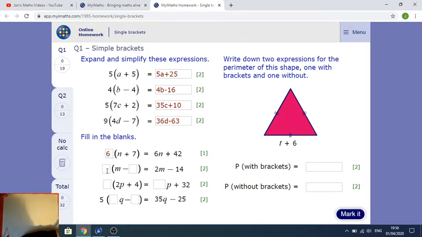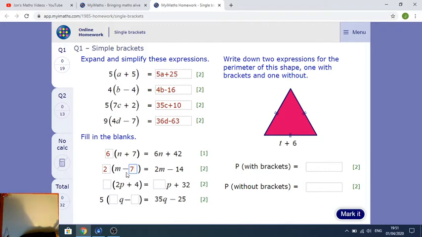Next one, there's a couple of things missing. So something times a bracket that has m minus something else that we've got to figure out is 2m minus 14. Well, to get the 2m there, it's got to be a 2 times m. So there's got to be a 2 outside the bracket to make the 2m. And now that we know what's outside the bracket, we can figure out what's going to make the minus 14. Because 2 times something that's missing there has got to make minus 14. So that's got to be 2 times minus 7 makes minus 14. The minus is already there, so I've just got to fill in the 7.